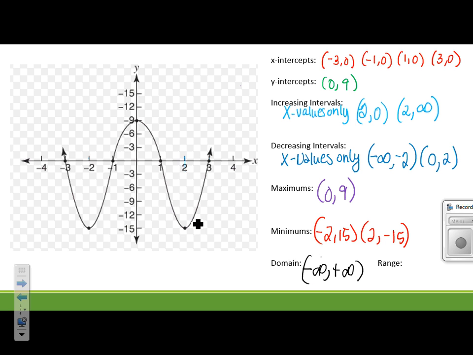Then if I do my range, that's my y values. If I fold up, I'm going to fold up to negative 15. And then if I fold the top one down, I'm actually going to extend these out because this is not the tippy top. These can continue to go forever and ever. So I'm going to run into an arrow, which means I'm going to go to positive infinity. Okay, so these are some major key features for graphs that we want to know and be able to identify.